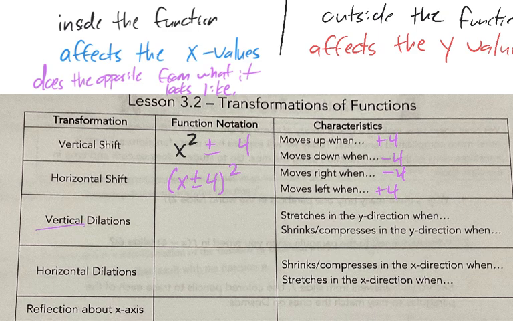So vertical is talking about the y's. So if I affect the y's, it needs to go on the outside. So it needs to be, I'm gonna say this time, a times x squared. It could just be written as ax squared, a times x squared. Okay, that's on the outside, because is the a being squared? No, only the x is being squared. Okay? That's how we know it's on the outside.